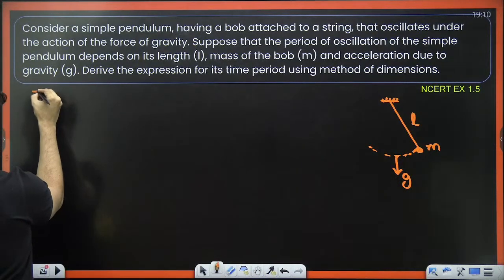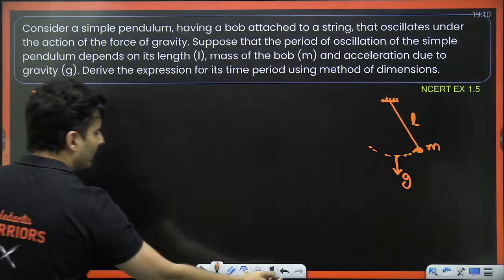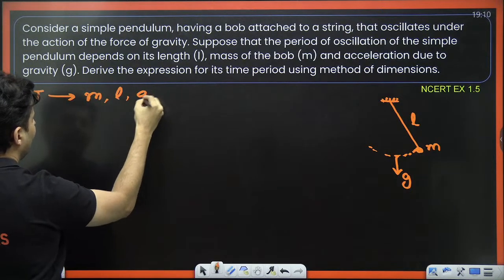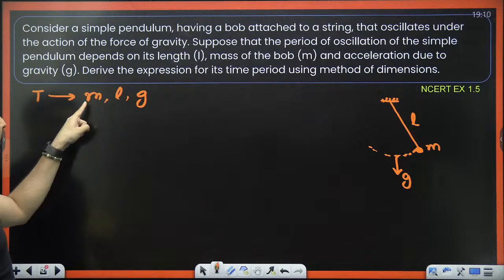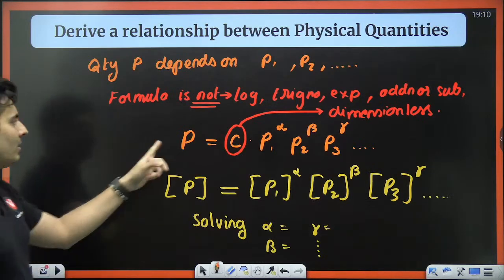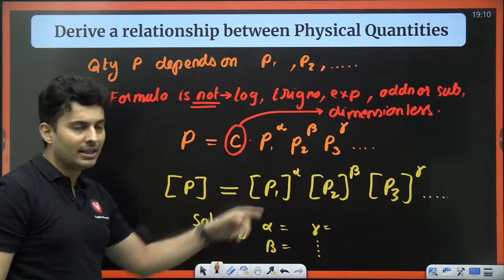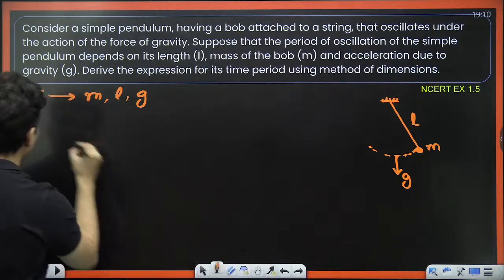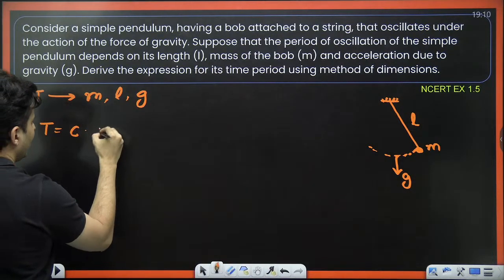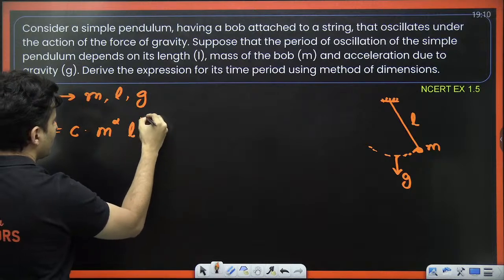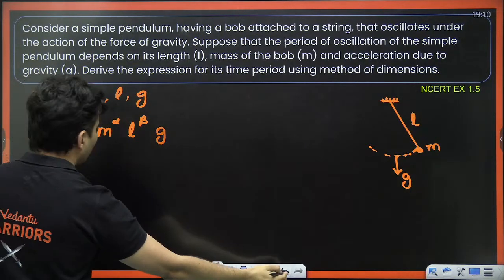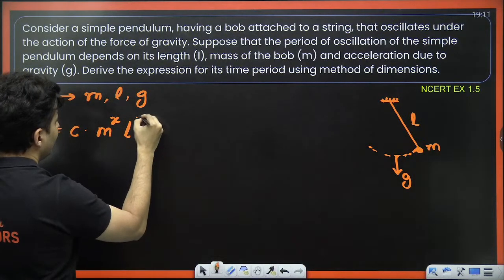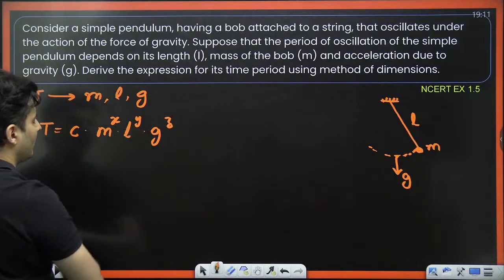First thing I realize is that the time period depends on mass, length and gravity. So T is P, and mass, length and g are P1, P2, P3. So I can just say time period is some constant into mass raised to alpha, length raised to beta and gravity raised to gamma. If you don't like alpha, beta, gamma, you can use x, y, z also: length raised to y, g raised to z. No harm in that.